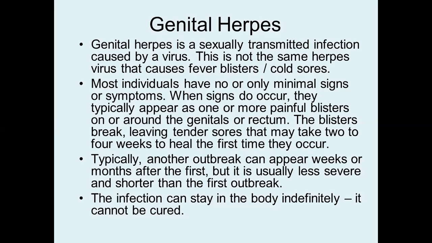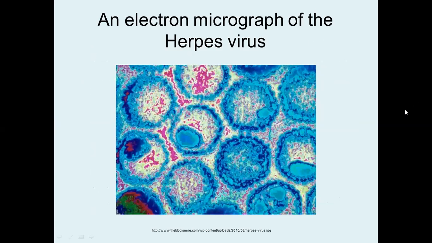Typically then, another outbreak can occur a few weeks or a few months after the first, but it is usually less severe. It's normally shorter than the first outbreak. And this is the issue. The infection can stay in the body indefinitely. There's no way of curing it.